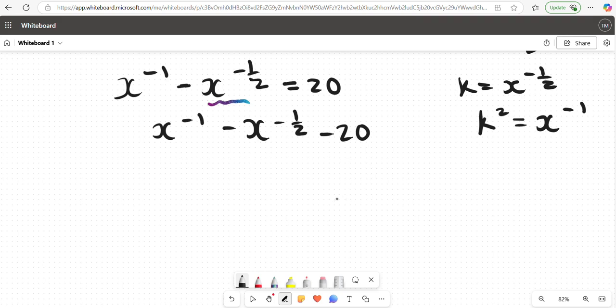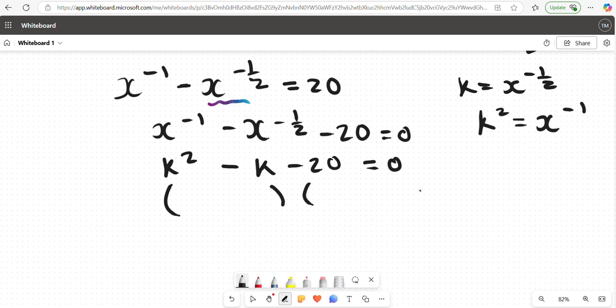So what does this mean? My k squared is there, my minus k is there, and this is minus 20. So I'm looking at factors of 20 that add to give me a minus 1. And those factors are a minus 5 and a positive 4.